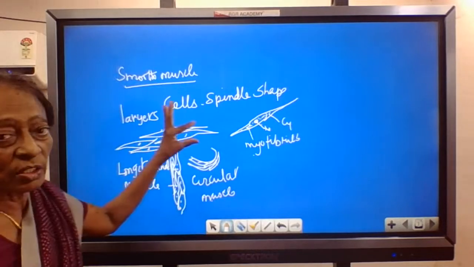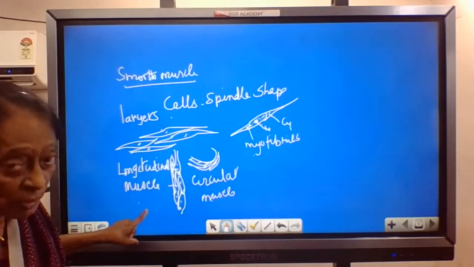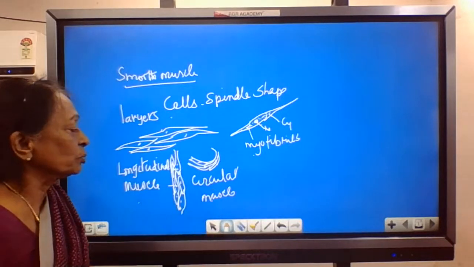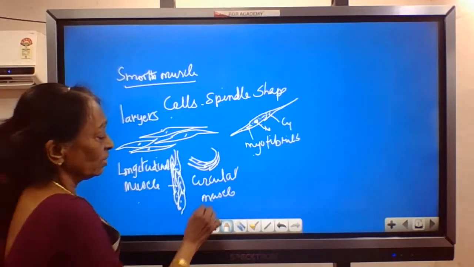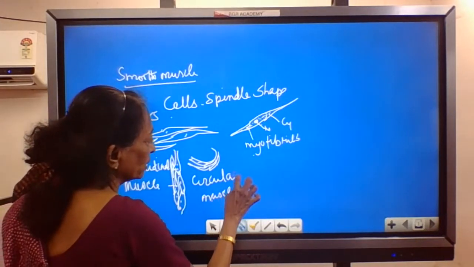Now they form a sheet. So these layers are kept lengthwise. It's called longitudinal smooth muscle. When they are circular, it's called circular smooth muscle. Now this is a circular smooth muscle.